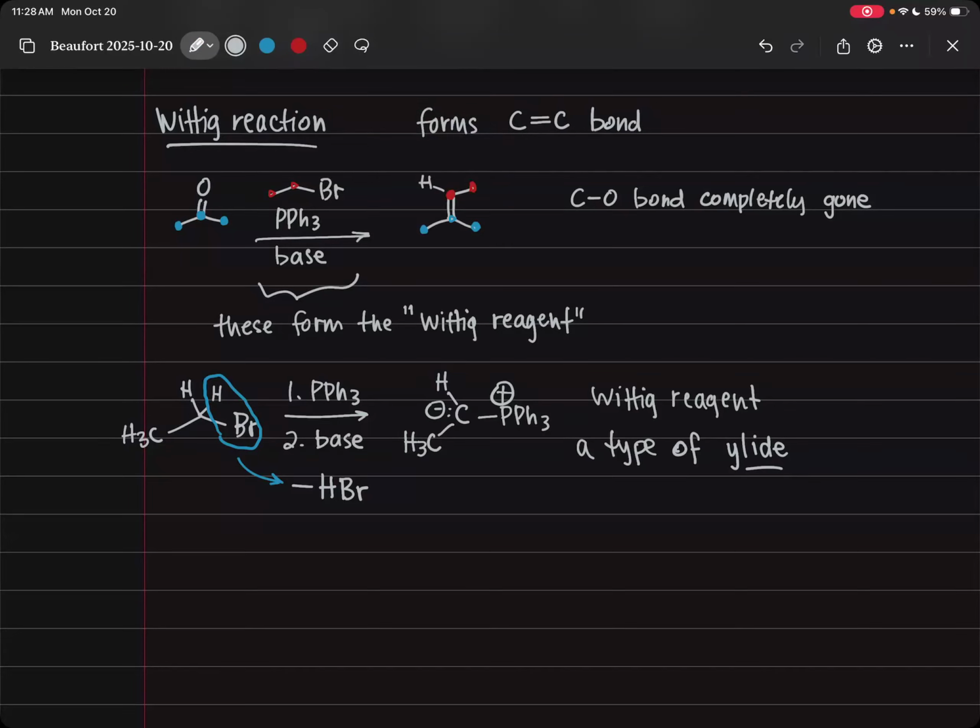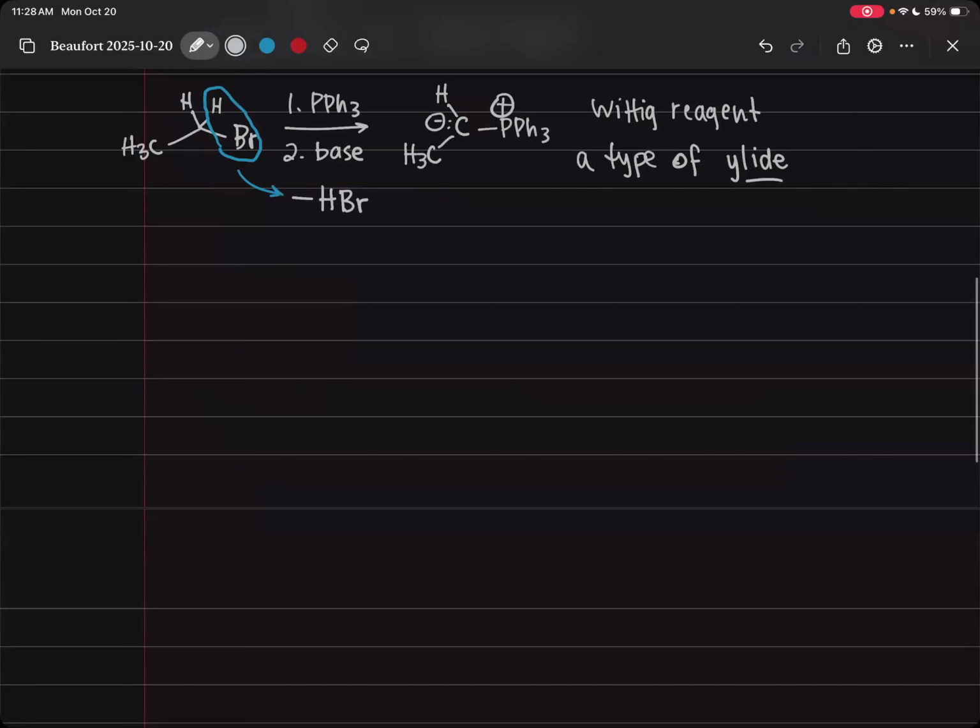Okay, so in the actual reaction, here's what happens. So we have our ketone.